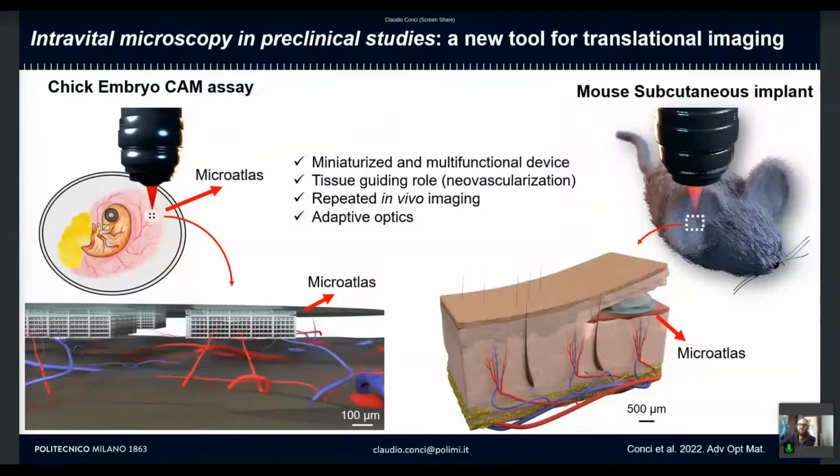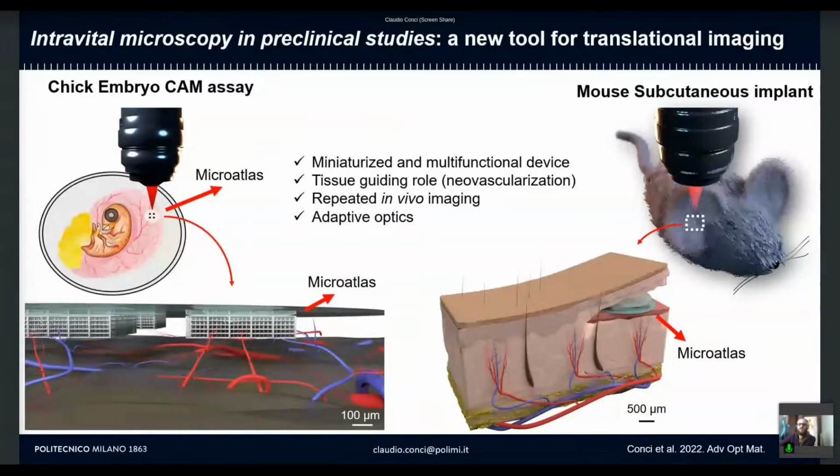The Microatlas, differently to other windows, is fabricated by two-photon polymerization, and we used the biocompatible organic-inorganic SZ2080 photoresist. It's quite common right now. Again, its feature size goes beyond the Abbe diffraction limit, so we reach a feature size of the Microatlas struts down to 100 nanometers.